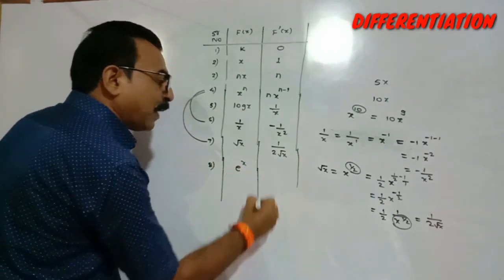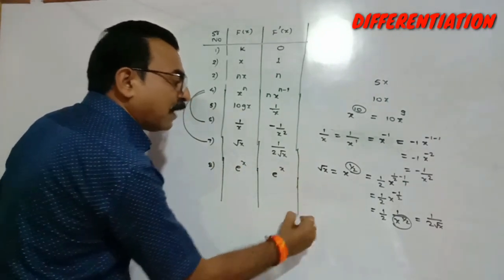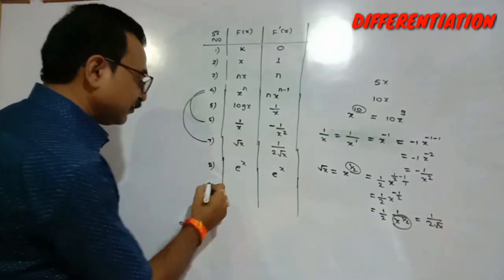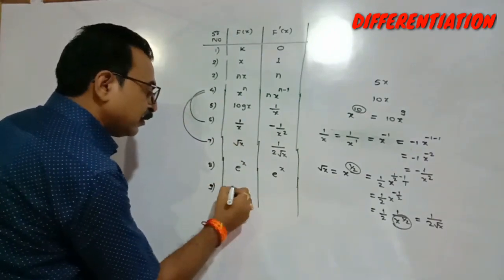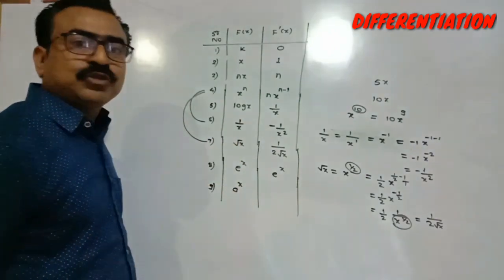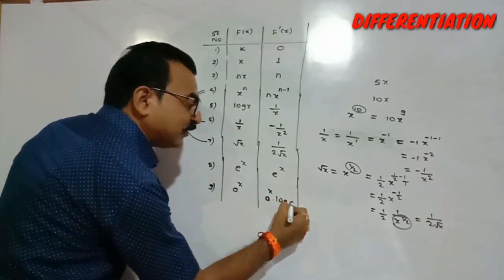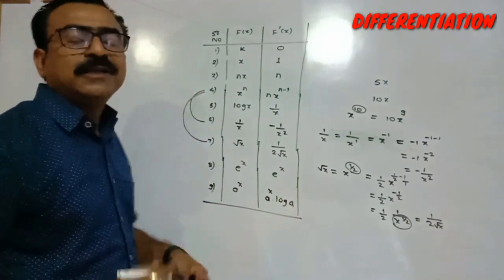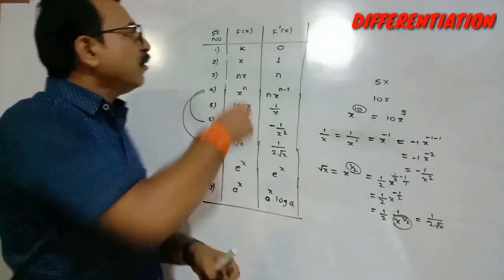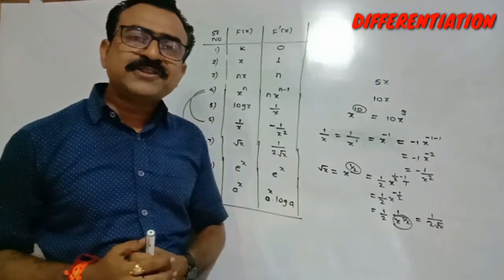Derivative of e raised to power x. Derivative of e raised to power x is e raised to power x. Derivative of a raised to power x. Derivative of a raised to power x is a raised to power x into log a. Understood? Now write down this formula in your register.